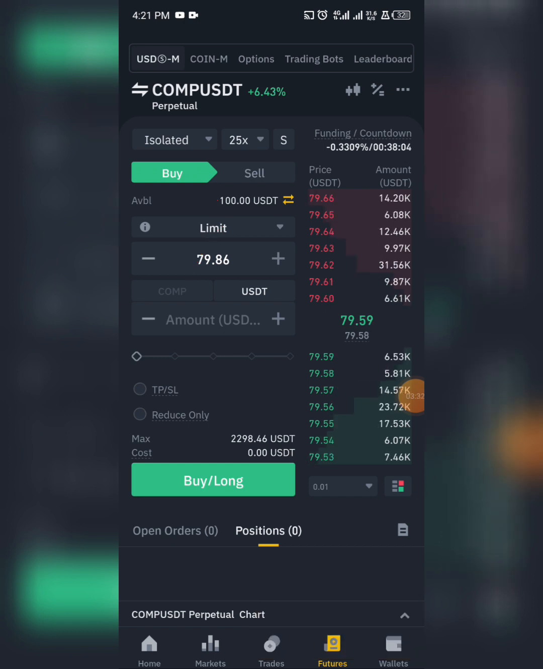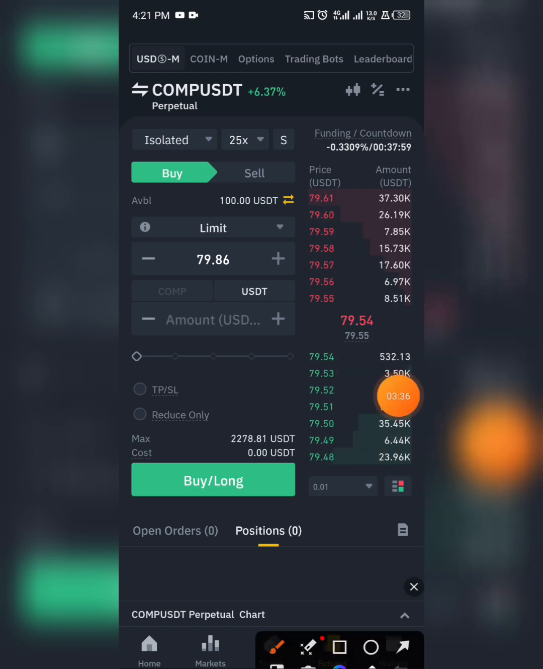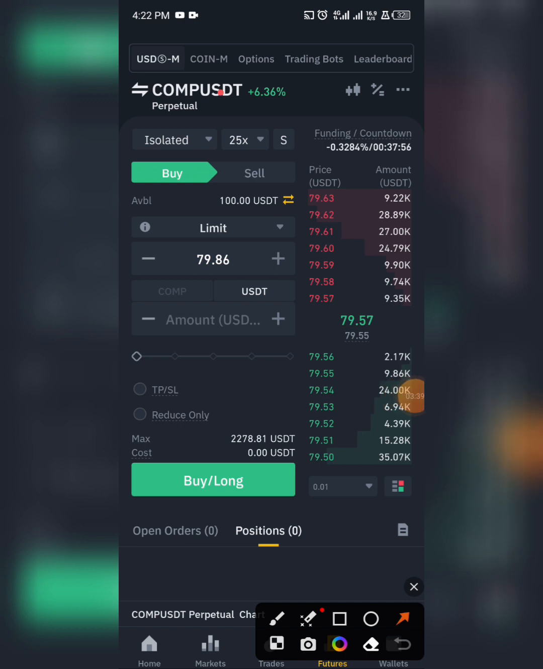So I'm going to be explaining to you what all these sections are. The first thing we are going to be talking about is isolated and cross margin, the margin mode. Then we will talk about the leverage, and how to place a trade on buy and how to place a trade on sell. I'm also going to be explaining what the limit order means and what the market order means, so you guys can be able to understand.